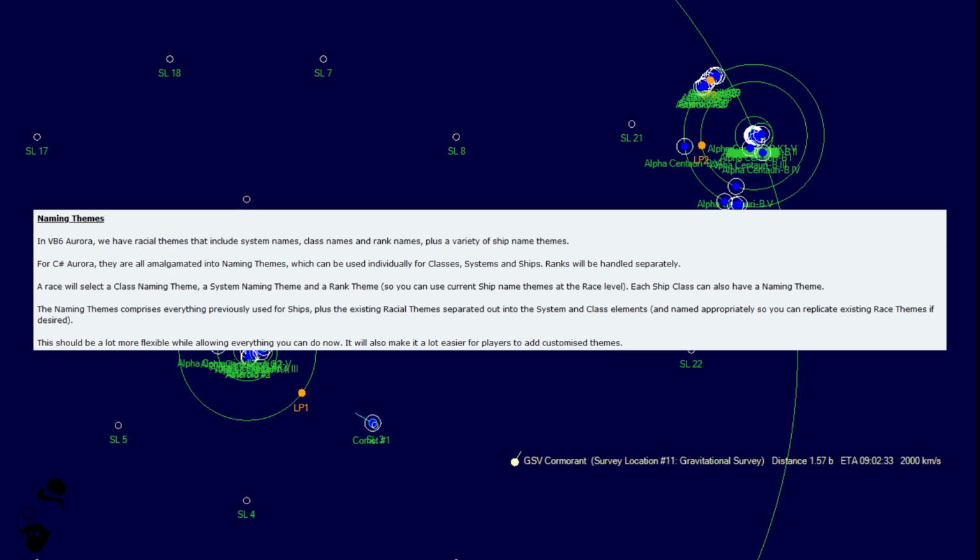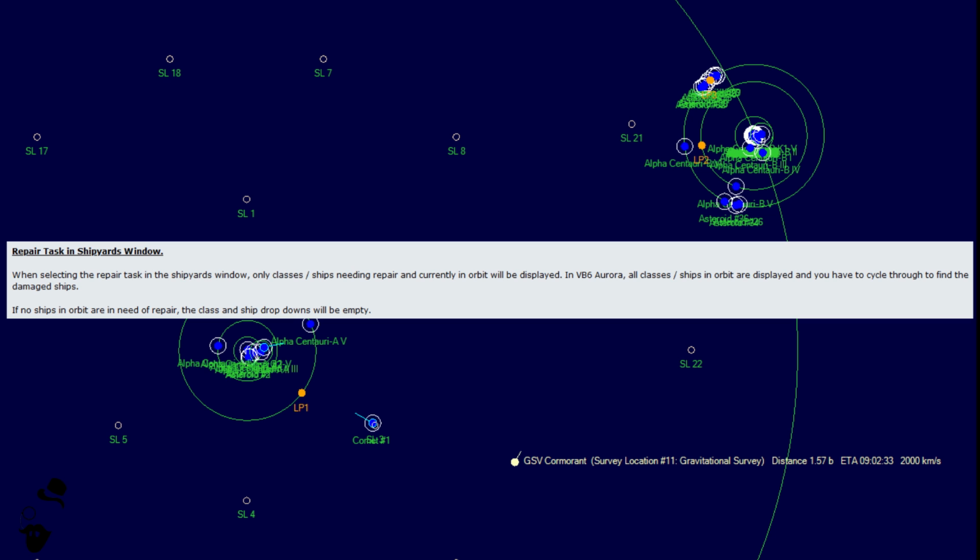Next, another minor change, repair tasks in shipyards window. When selecting the repair task in the shipyards window, only classes and ships actually needing repair and currently in orbit will be displayed.